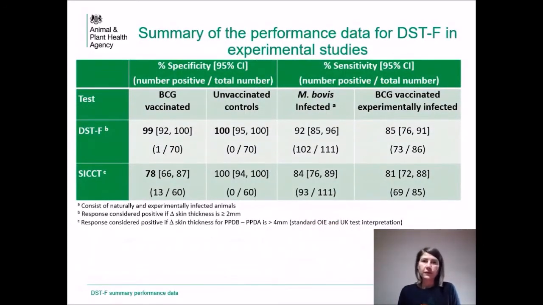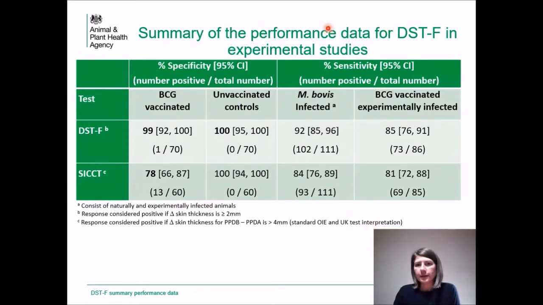This slide summarizes all the performance data available for DSTF from experimental studies. On the left-hand side, you can see the specificity of DSTF and the SICKET in BCG vaccinated and unvaccinated controls. Both DSTF and SICKET are highly specific in unvaccinated controls. In BCG vaccinates, DSTF has a specificity of 99%. So out of 70 BCG vaccinated animals, there was 1 false positive. In the SICKET, in the same animals, there's only a specificity of 78%.